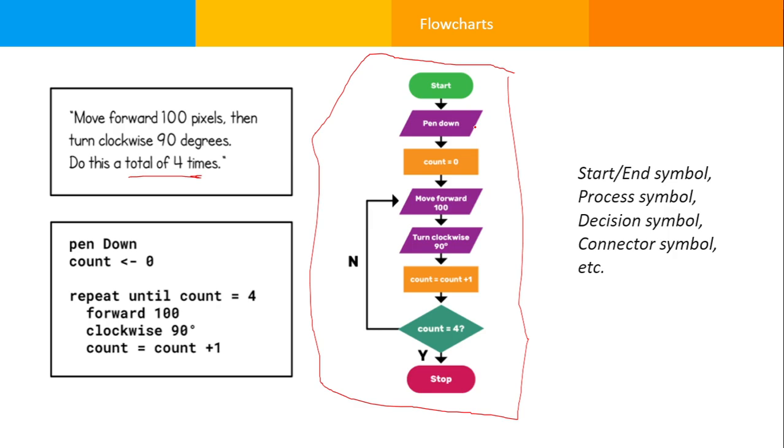So like I said, if you are not really getting the flowchart, you can use the pseudocode approach. Just write your English. Okay, step 1, move forward 100 pixels. Step 2, turn 90 degrees clockwise. And then step 3, repeat these two steps how many times? 4 times. You can decide to put your instructions in that manner.